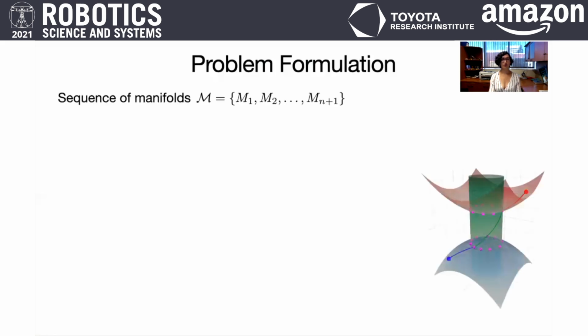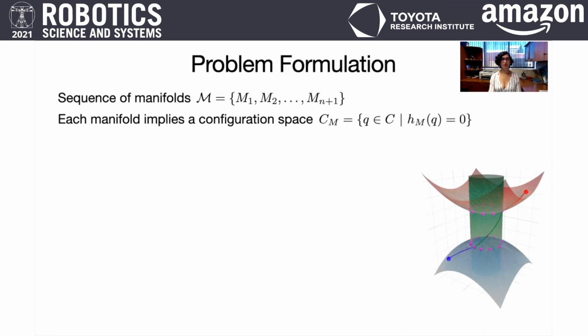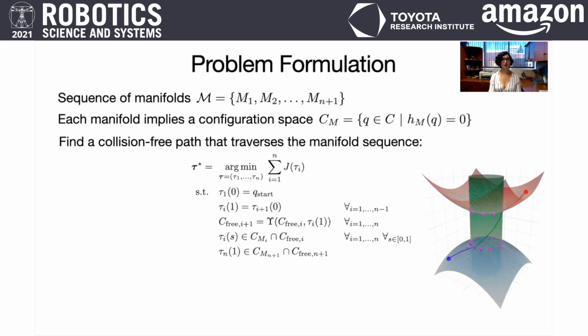We begin by formulating the motion planning problem as a fixed sequence of intersecting manifolds M, which the robot needs to traverse in order to solve the task. Each manifold in the sequence implies a configuration space Cm that is specified as an equality constraint. The goal is to find a collision-free sequence of paths that traverses the manifold sequence while minimizing an objective function such as path length. The best overall path is selected subject to constraints that ensure continuity between subpaths, consistent changes in collision-free space defined by the operator epsilon, and subpaths that are collision-free and on the correct manifolds.